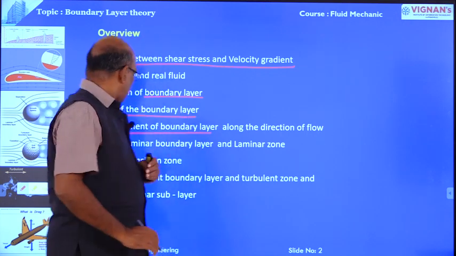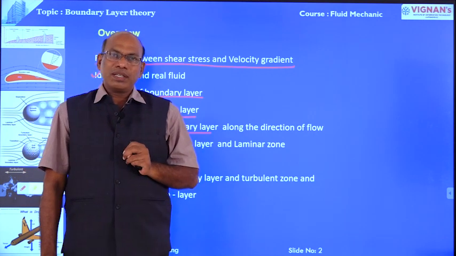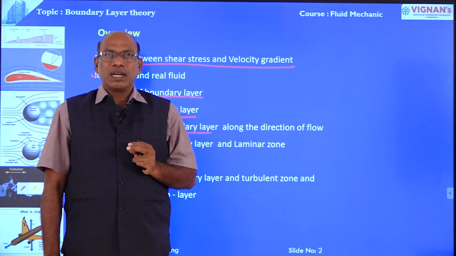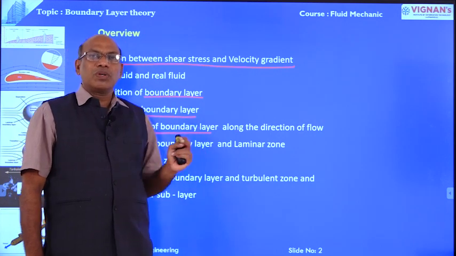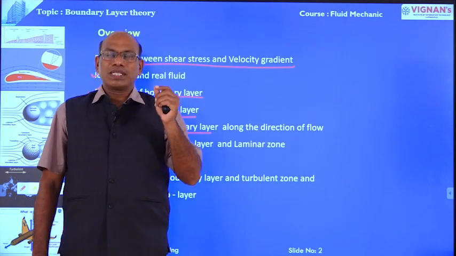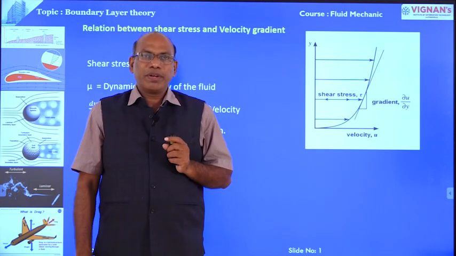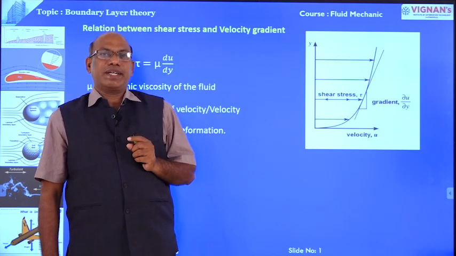flow. That is, what is a laminar boundary layer? What is a turbulent boundary layer? What is the laminar sublayer? And also we are going to discuss what is the laminar zone, what is the turbulent zone, and what is the transition zone. Relation between shear stress and velocity gradient.